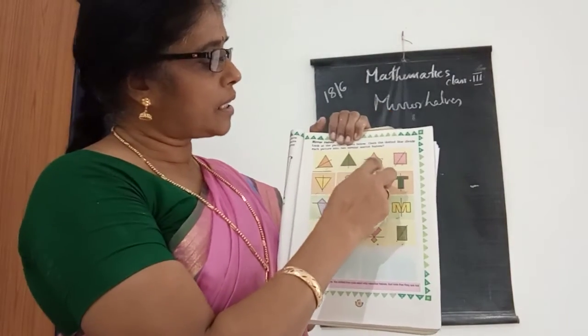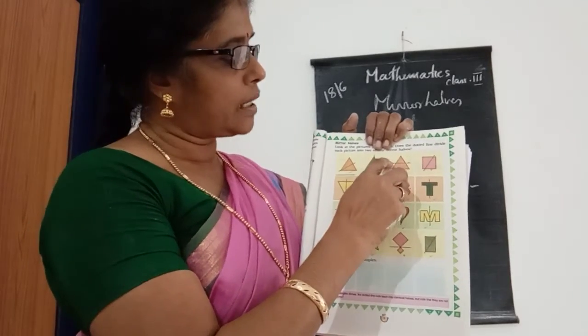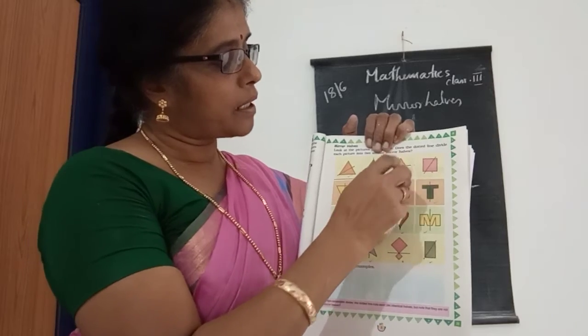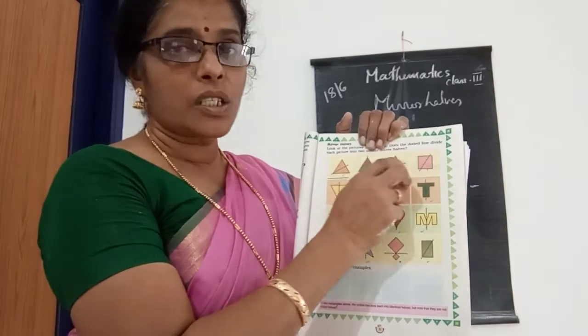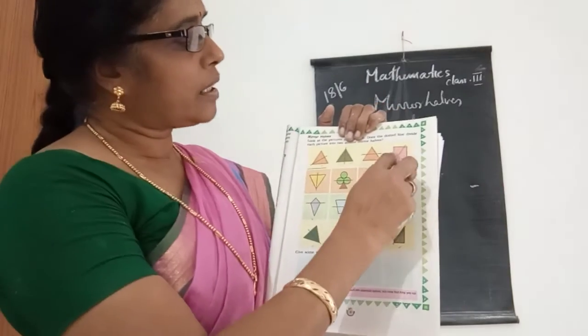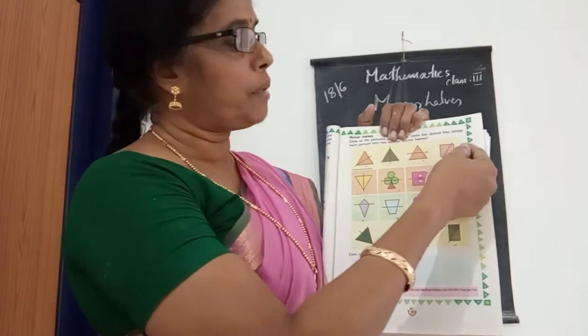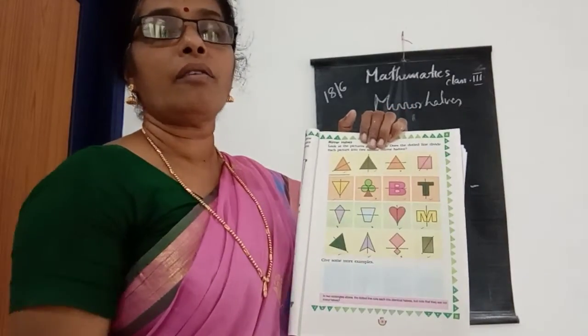And the third one is also a triangle, but it is divided this way. I already showed that this part and this part are different, so that is not a mirror. And look at this picture. If we keep a mirror in between, then you can understand whether it is a mirror or not.